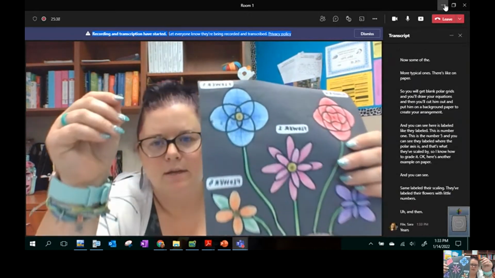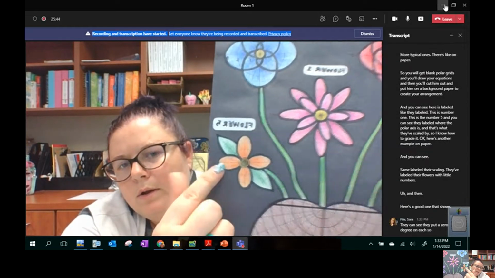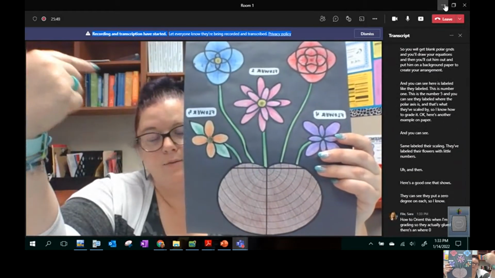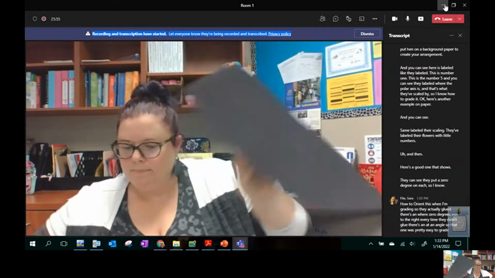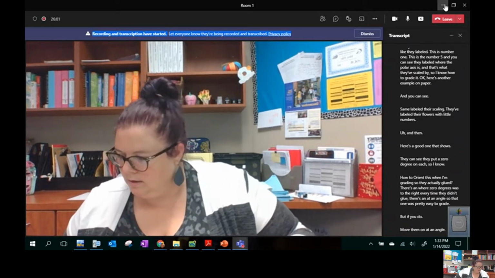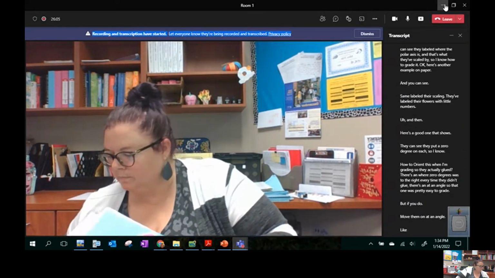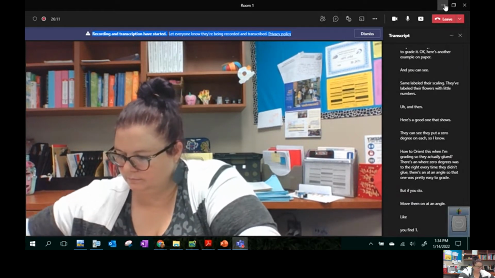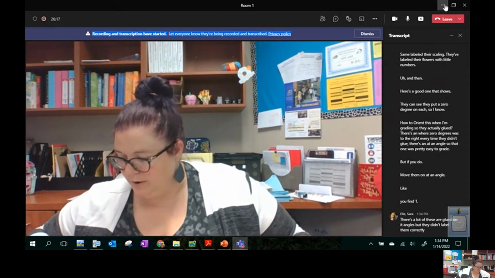Here's a good one that shows, you can see they put a 0 degree on each, so I know how to orient this when I'm grading. They actually glued theirs on where 0 degrees was to the right every time. They didn't glue theirs on at an angle. So that one was pretty easy to grade. But if you do glue them on at an angle, like, let me find one. A lot of these are glued on at angles, but they didn't label them correctly. So I want to show you how it should be done.